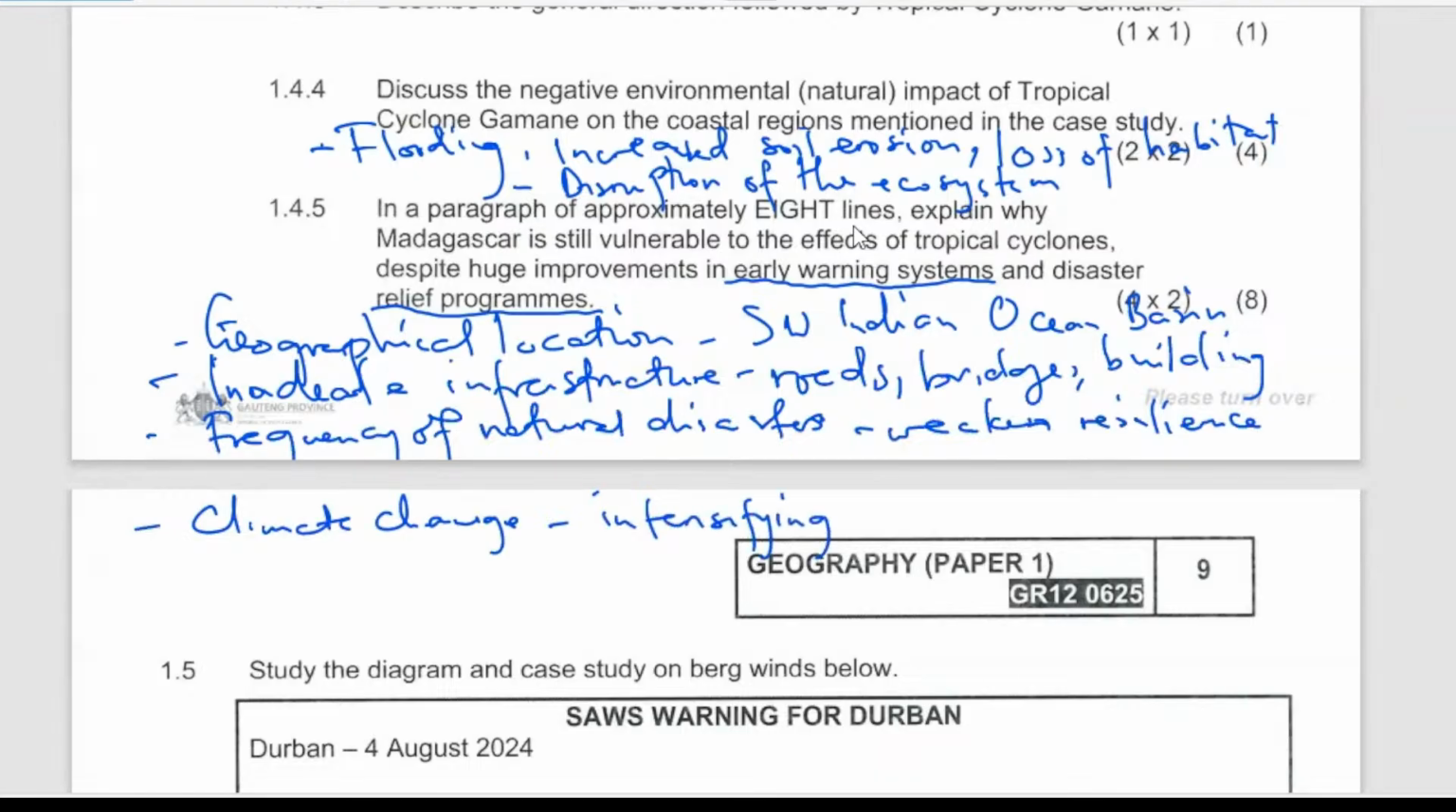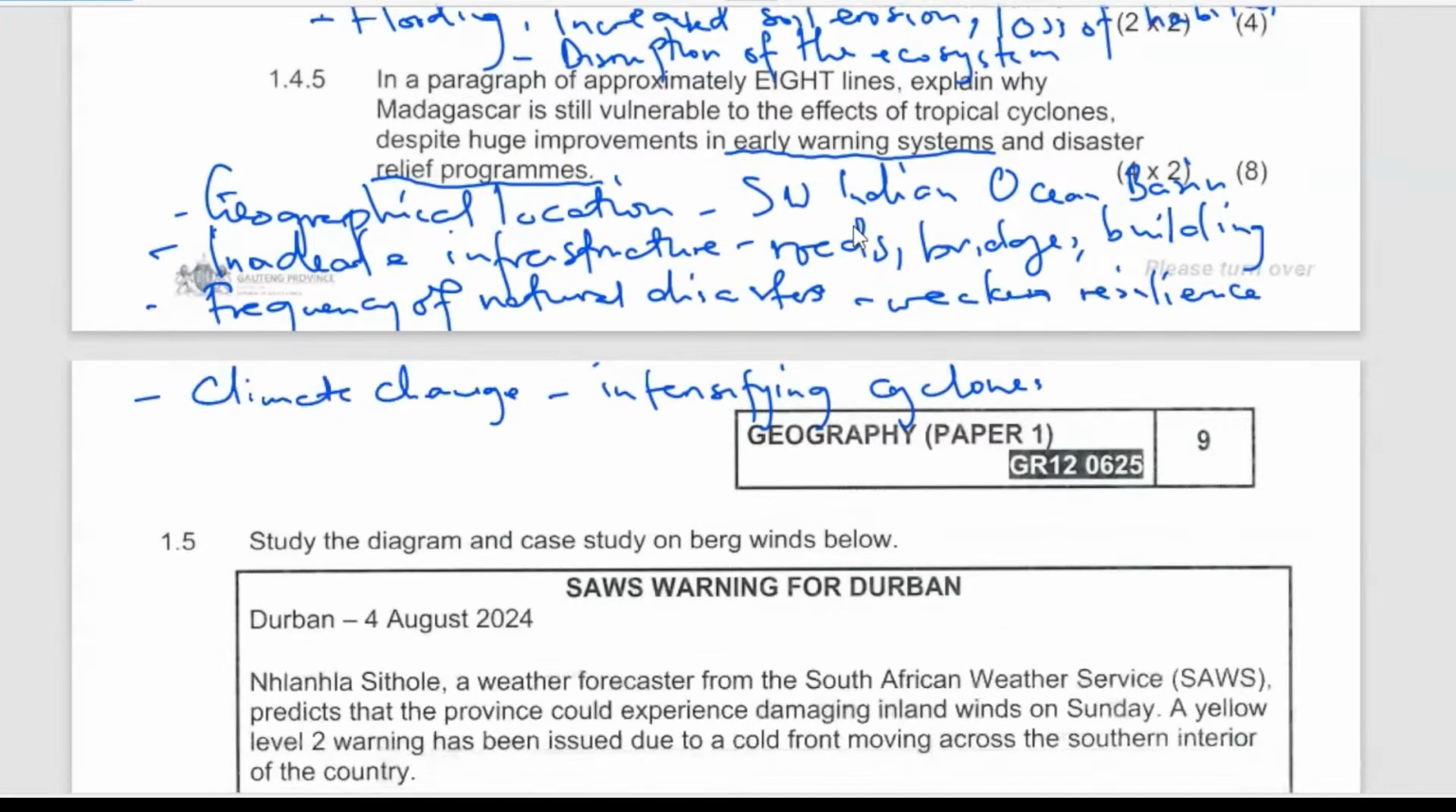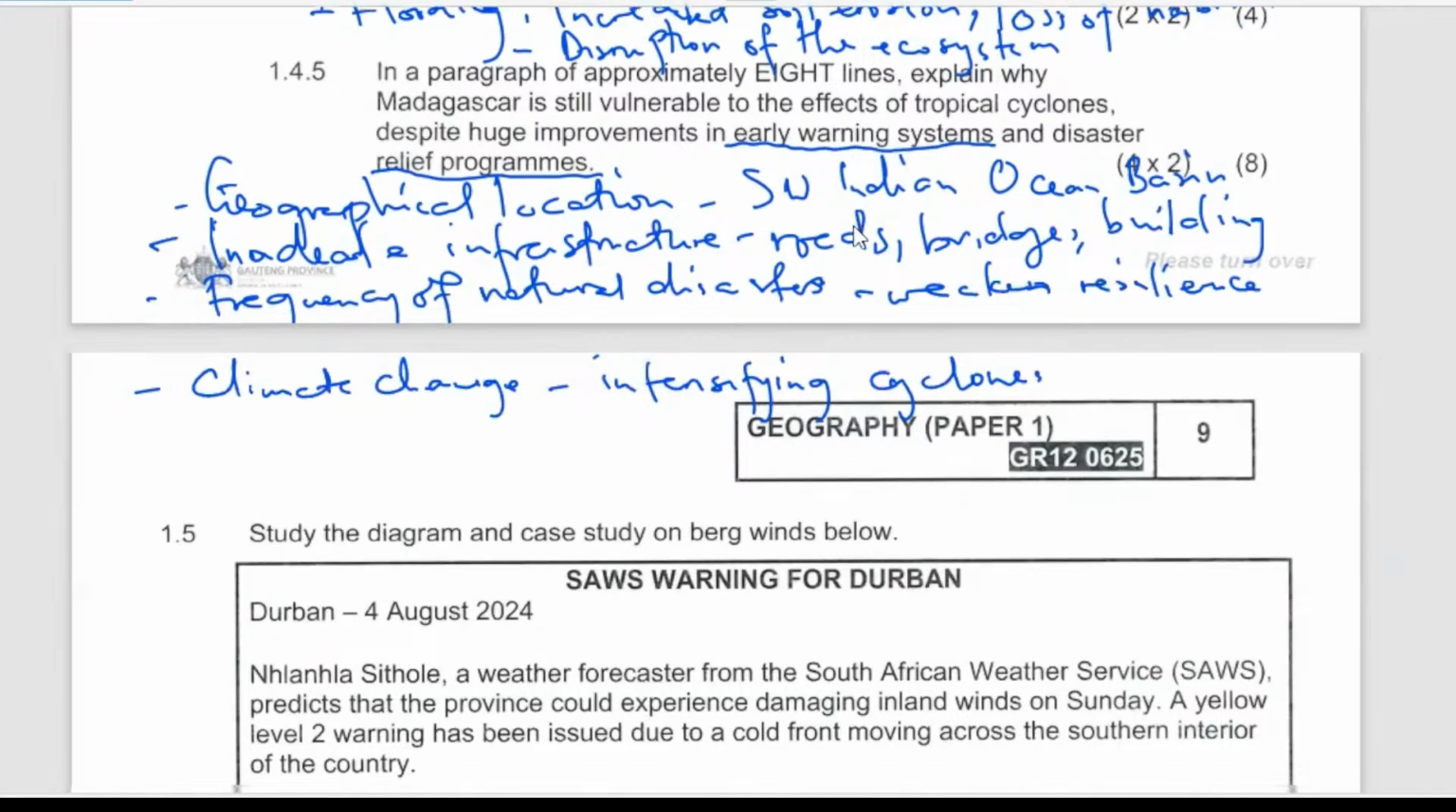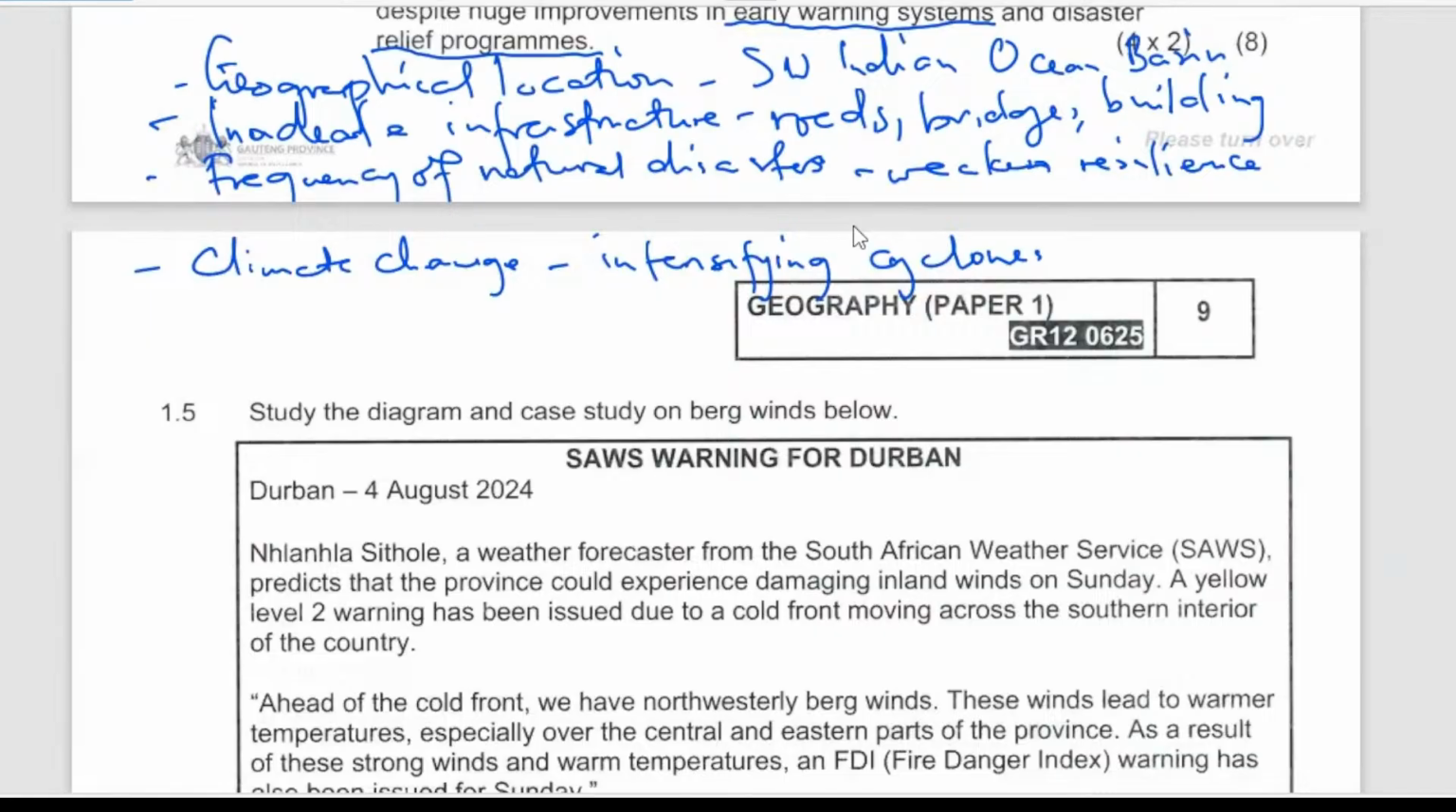For example, because of global warming, we tend to find that the temperatures of the oceans are increasingly becoming higher, and we know well that tropical cyclones are favored by higher ocean temperatures. So because of climate change, we also tend to find that tropical cyclones are intensifying. They are getting stronger and stronger, being fueled by climate change, such that despite the relief programs, we will still have them destroying infrastructure because they are getting stronger and stronger around the areas where they affect. Right, that was question number 1.4.4.